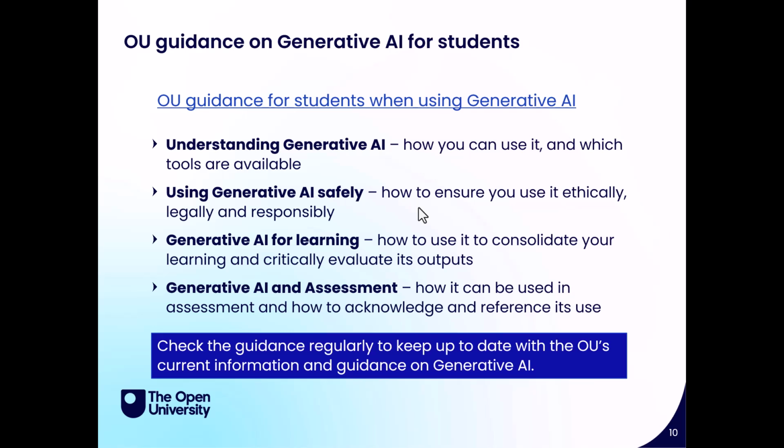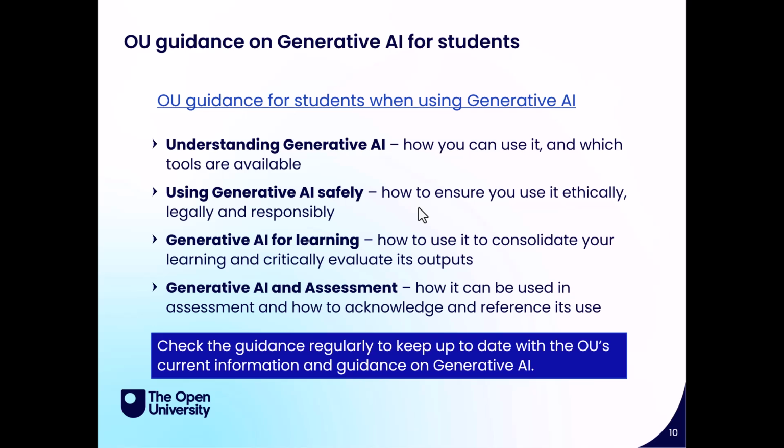The OU guidance provides examples of how these tools can be used, along with information about which tools you can use. It includes guidance on how to use generative AI in an ethical and responsible way. And there is a section on generative AI and assessment, which covers how to check if your module permits the use of Gen AI for assessments, and how to reference and acknowledge the use of generative AI tools.